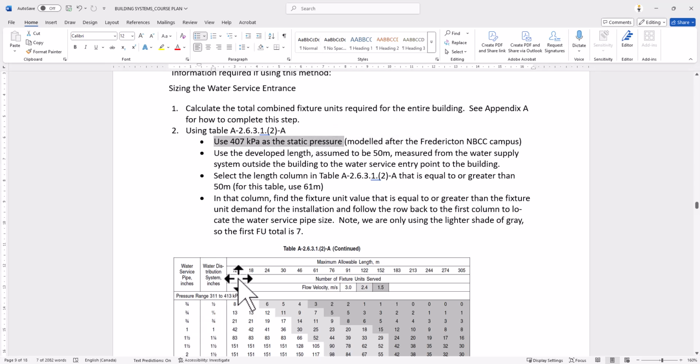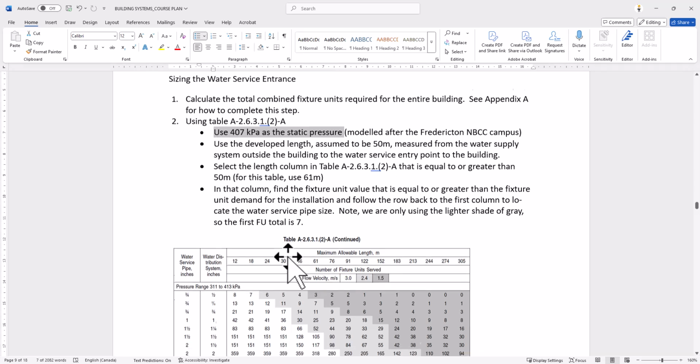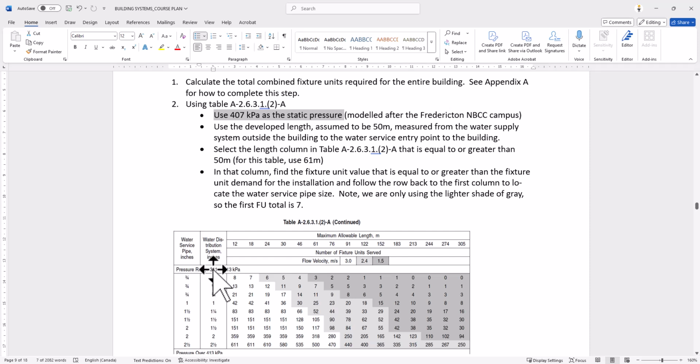In the plumbing code, there's 3 different tables. At our campus in Fredericton, we have approximately 59 psi water pressure, so we're going to model that. You may find in Moncton it's different, and if you really want to, you could go figure it out and use Moncton's, but we're going to use 407 kPa. The next piece, so that helps us choose the table that we're in, the pressure range.